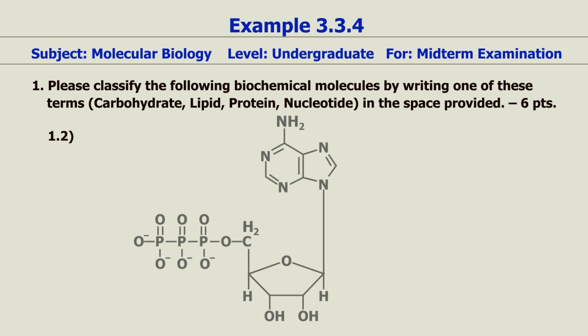The next molecule is adenosine triphosphate, or ATP. They don't have to remember the structure of ATP, but they should be able to understand that a nucleotide is composed of 3 components, which are the nitrogenous base, the sugar, and the phosphate group. Therefore, they should be able to classify this as a nucleotide.